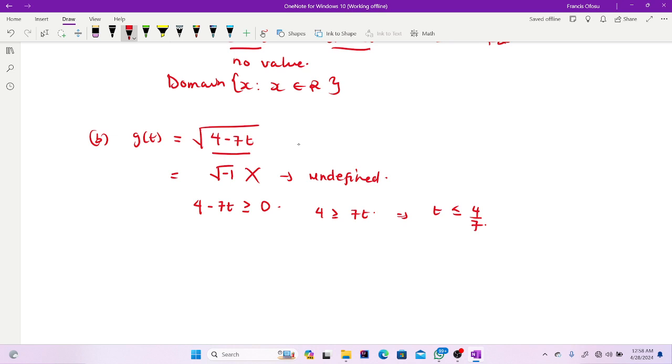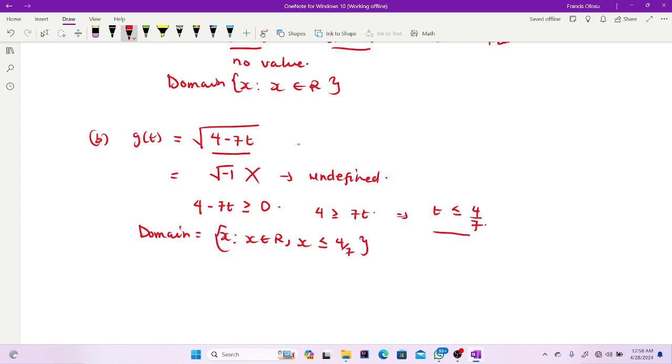Now, any value which disobeys or is out of this range will make our function undefined. On that note, our domain is x such that x is a member of all real numbers where x is less than or equal to 4 over 7.